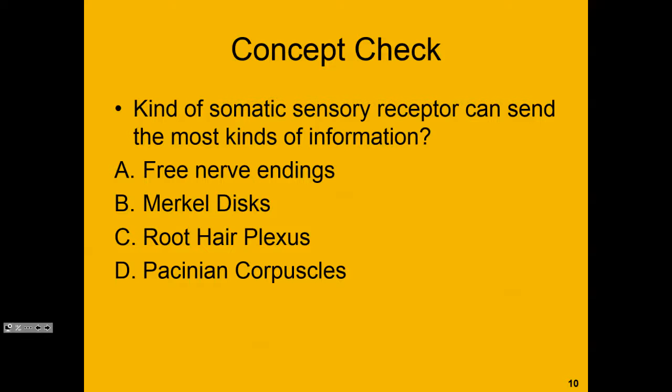Thank you very much. So, guys, gals, back to the concept check question. What kind of sensory receptor conveys the most kinds of information? The kinds of information we talked about are heat, pain, cold, and pressure.